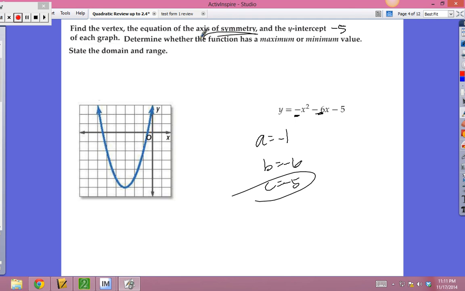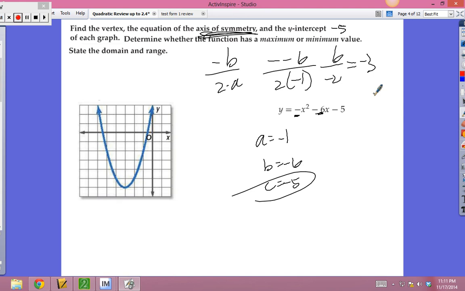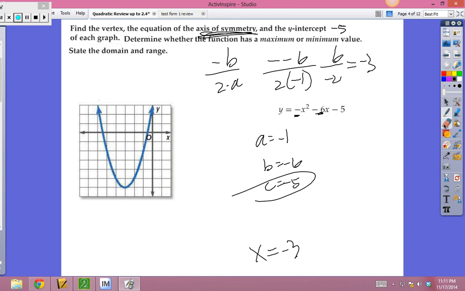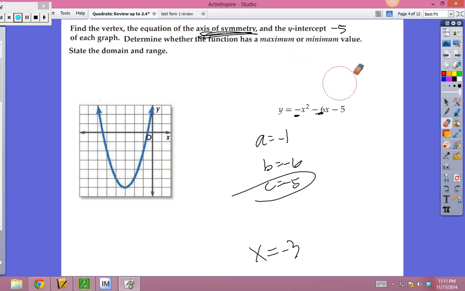That's it. We gotta find axis of symmetry. Axis of symmetry, hopefully you recall, is a negative b divided by 2 times a. So it's gonna be a negative b, negative 6 over 2 times a negative 1. So it's gonna be 6 over negative 2. So it's gonna be negative 3. So your axis of symmetry is x equals negative 3. Then we're actually halfway done to finding our vertex, because once you got the line of symmetry, the vertex is pretty easy.